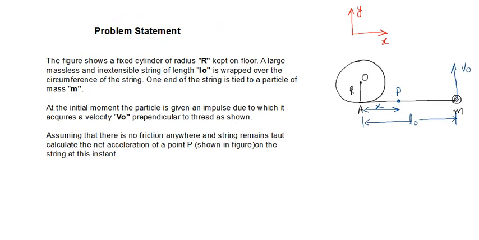So as you can see, this problem has a fixed cylinder. I am reading the problem statement. The figure shows a fixed cylinder of radius capital R kept on the floor. A large massless and inextensible string of length L0 is wrapped over the circumference of the cylinder. So as you can see here, this is a fixed cylinder of radius R and there is a large string which is wrapped over this cylinder.